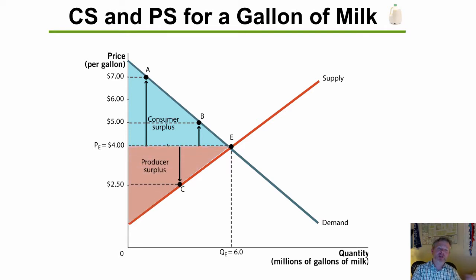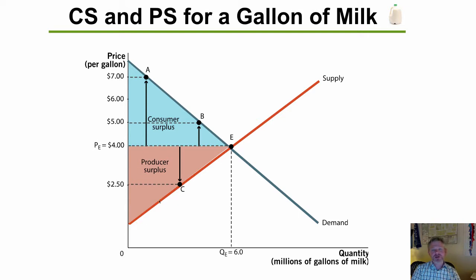It's the same thing on the other side. This is the willingness to sell of the producers. This producer here at C has a willingness to sell at $2.50. So at $4, he's like, excellent, I get $1.50 per gallon that I sell in terms of producer surplus. This person here has a very low willingness to sell, and they get a huge producer surplus.